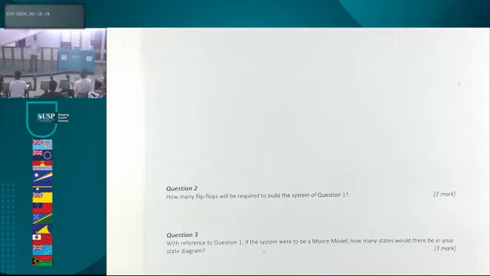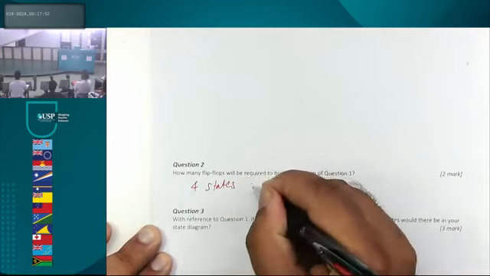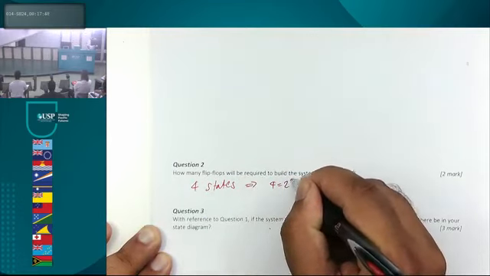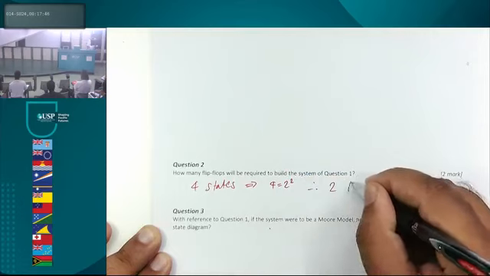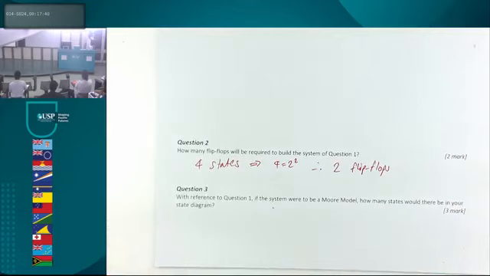In order to accommodate 4 states, what do you need to do? You need to have 2 flip-flops, 2 to the power of 2. What number accommodates that many states? So 2 to the power of 2. All right, now, let's look at question 3. So the answer here, how many flip-flops? It is 4 states, which is equal to 2 to the power of 2. Therefore, 2 flip-flops. All right.